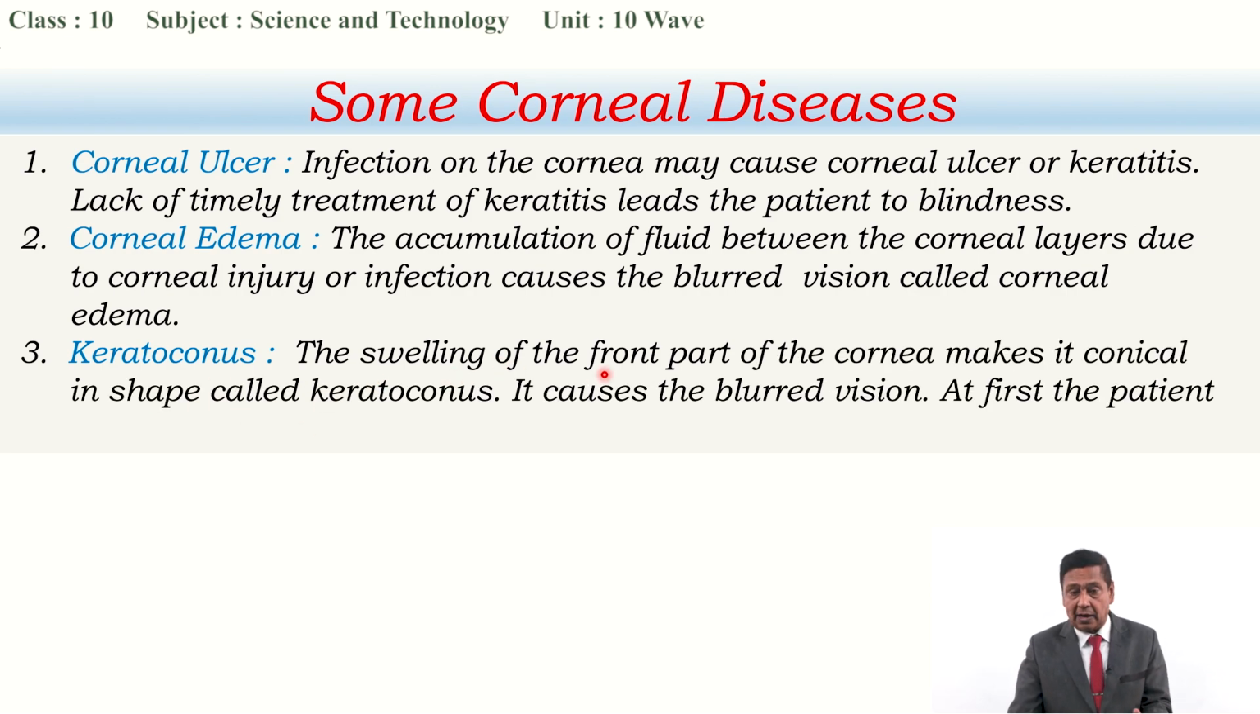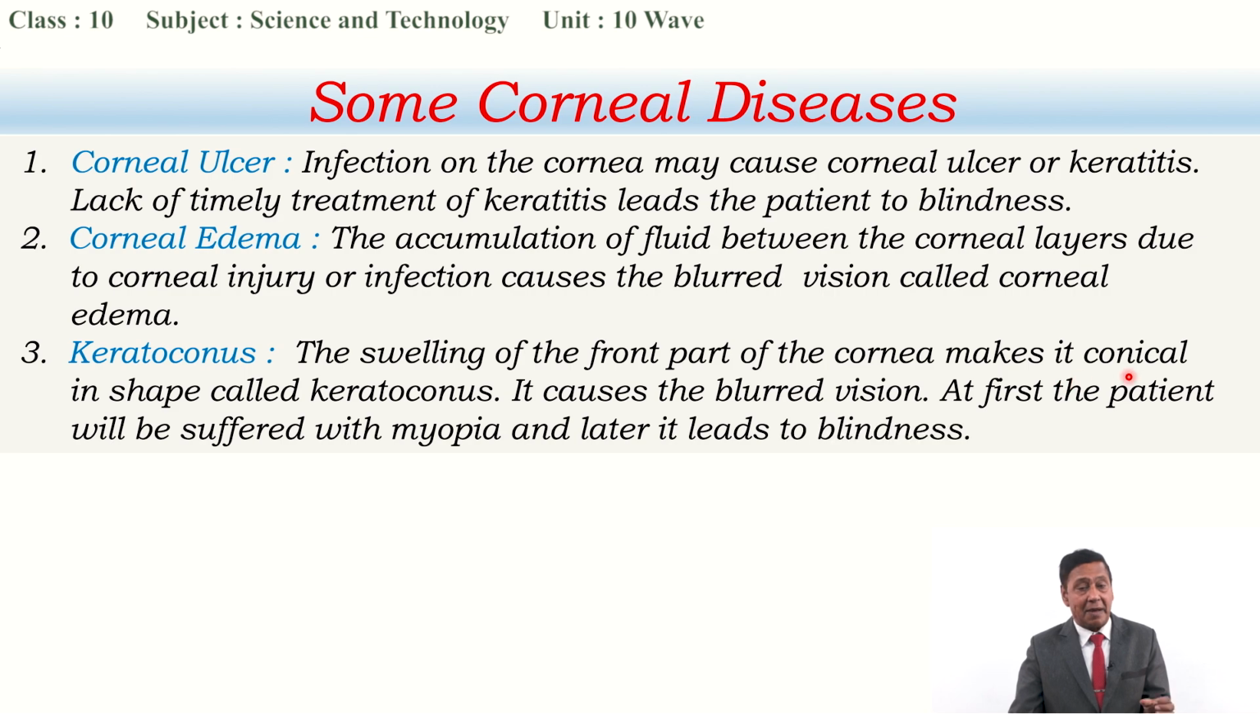The swelling of the front part of the cornea makes it conical in shape, called keratoconus. It causes blurred vision. At first, the patient will suffer from myopia. Later, it leads to blindness. Looking at all this, you have to remember that corneal ulcer is because of infection, corneal edema is because of the accumulation of liquid, and keratoconus is because of the swelling of the front part of the cornea.